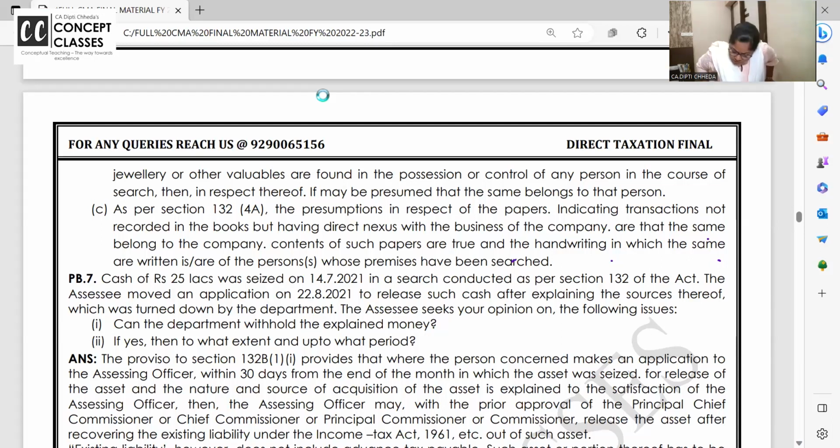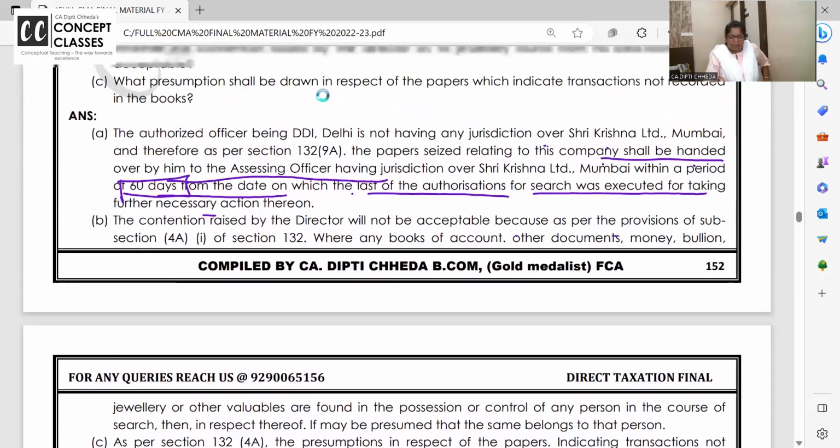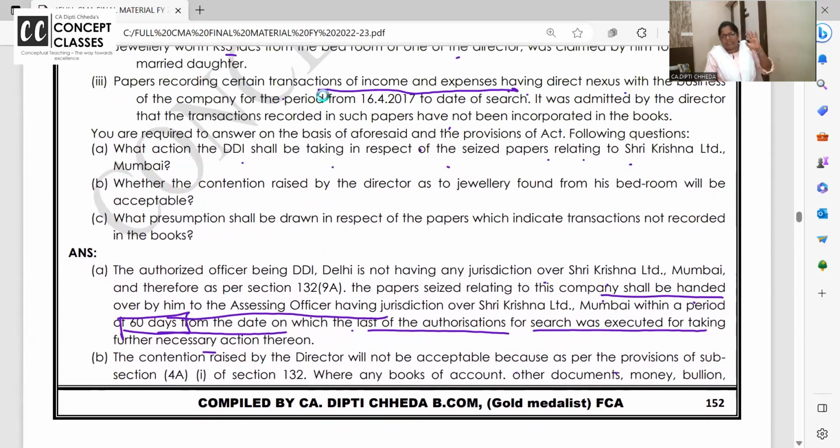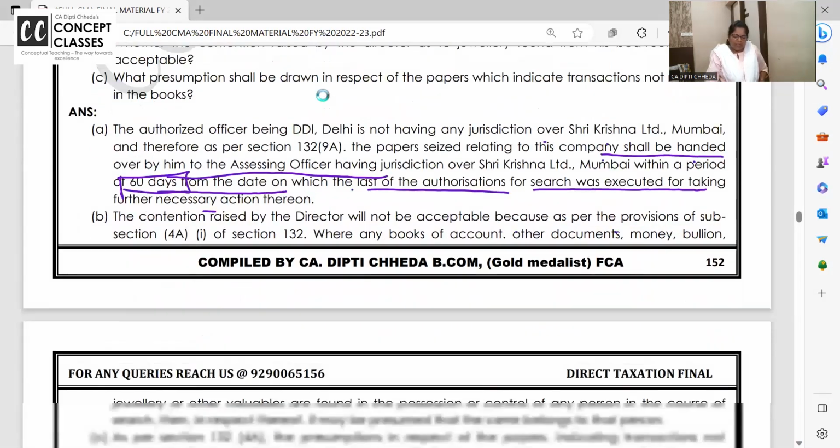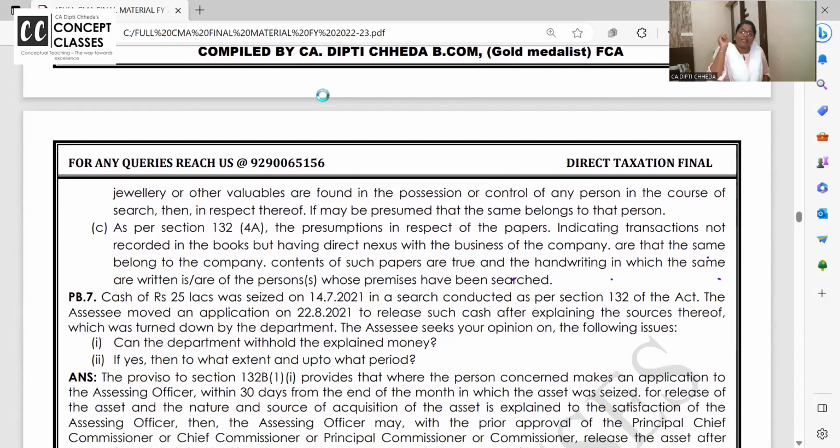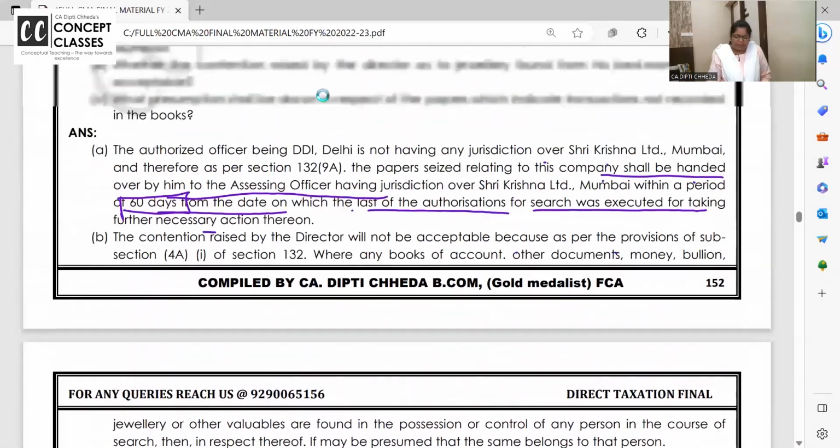So presumptions कि यहाँ पे हमको कुछ इनकम एंड एक्सपेंस से रिलेटेड पेपर मिले हैं, वो भी 2017 से रिलेटेड, और ये बुक्स में तो रिकॉर्ड नहीं किए, तो ये अजम्पशन है कि दीज पेपर्स बिलोंग्स टू यू. दिस इज योर इनकम एंड एक्सपेंस.